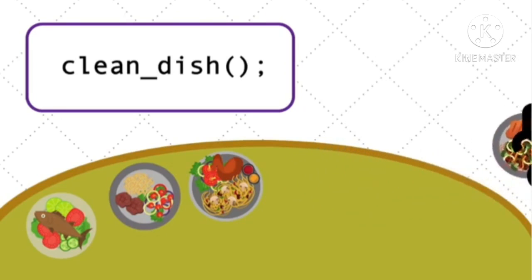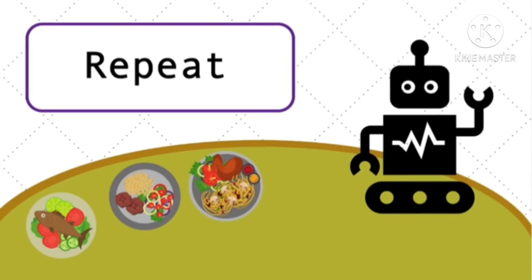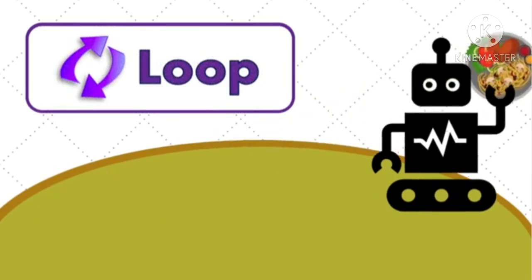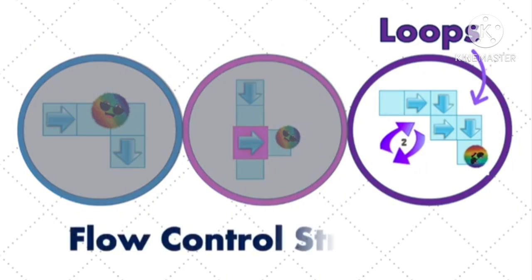So annoying, right? Fortunately, there is a way to tell a computer to repeat an action without needing to repeat all the code. This command is called a loop. In programming, loops are the third of the flow control structures and allow us to use just one command to repeat the same process multiple times and complete a task.